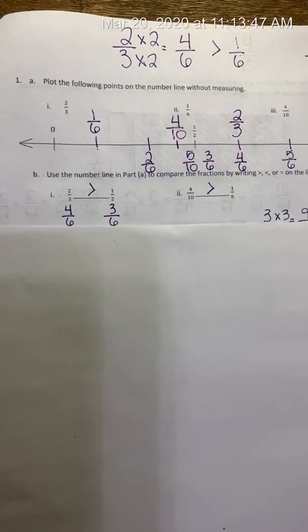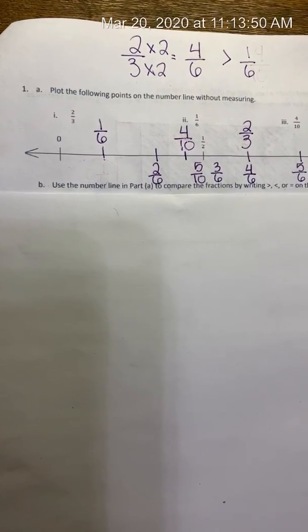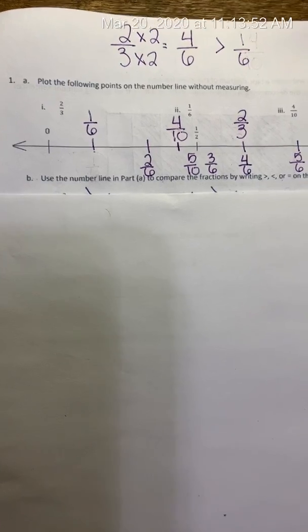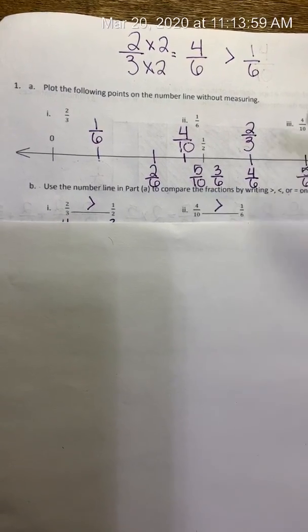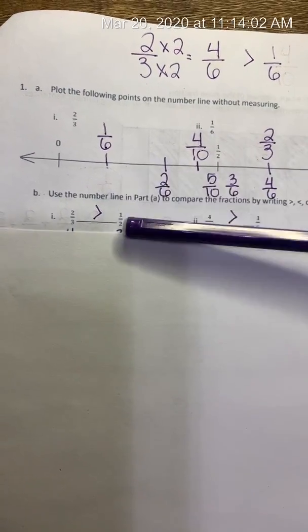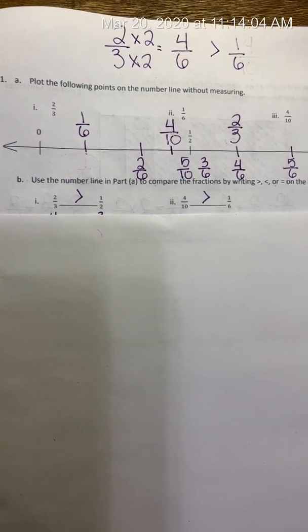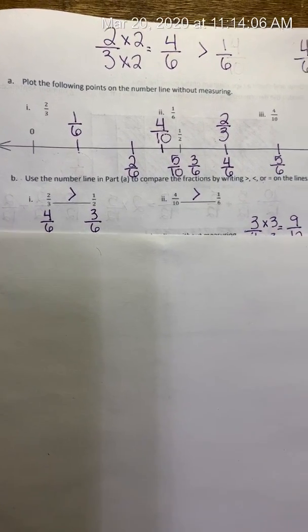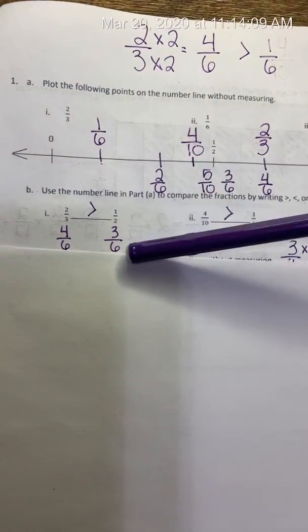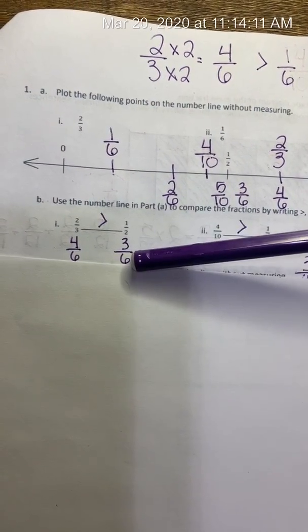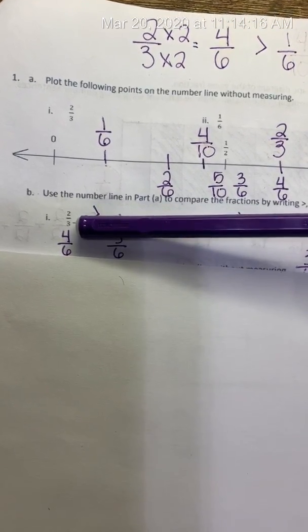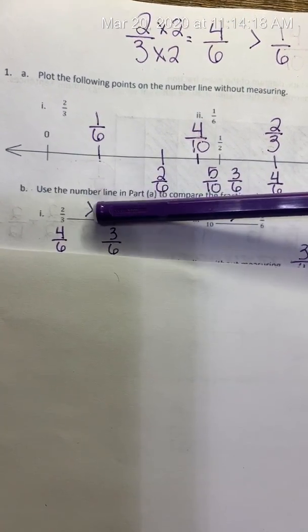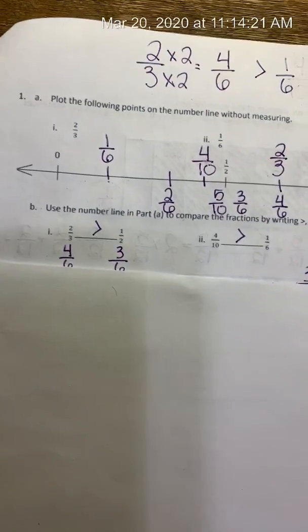All right, if we look at B, it says, use the number line in part A to compare the fractions by writing our comparing signs on the lines. So we have our first fractions, 2/3, and we're comparing that to 1/2. So I know up here that 2/3 is equivalent to 4/6, and I also know that 1/2 is equivalent to 3/6, since 3 is half of 6. So when we have the same denominator, the bigger numerator is going to be the bigger fraction. So that tells us that 2/3 is greater than 1/2.